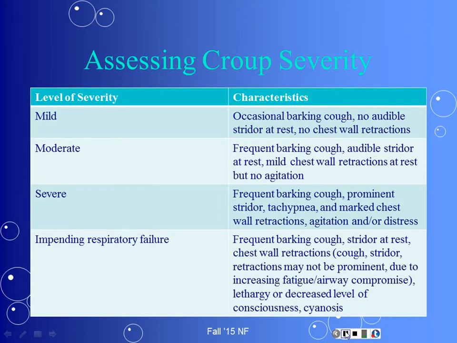Severe, they're starting to have more and more trouble breathing, so you're going to hear that prominent stridor with the cough. You're going to see the increased respiratory rate or tachypnea. You'll see marked retractions. They're going to be agitated, and they may begin further distress. As they become increasingly fatigued, they may not be coughing as much, with a decreased level of consciousness. You may see cyanosis and lethargy and things like that.